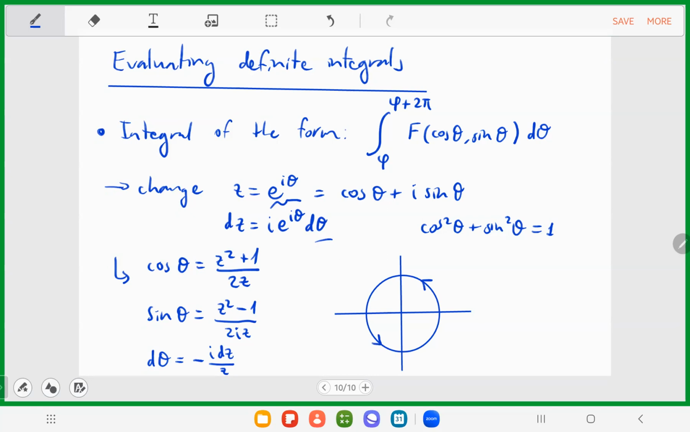If I call this circle, normally we call gamma the contour, but for a circle, let's call it C. If I call this contour C, then we can use the residue theorem to convert the integral of the real variable theta into a contour integral for the complex plane Z.